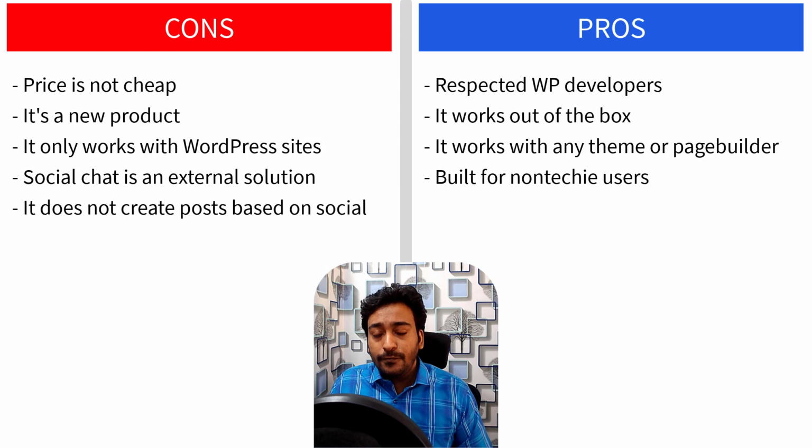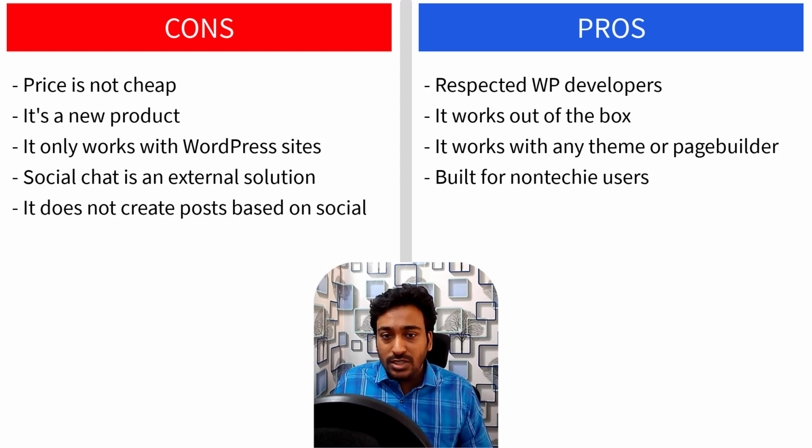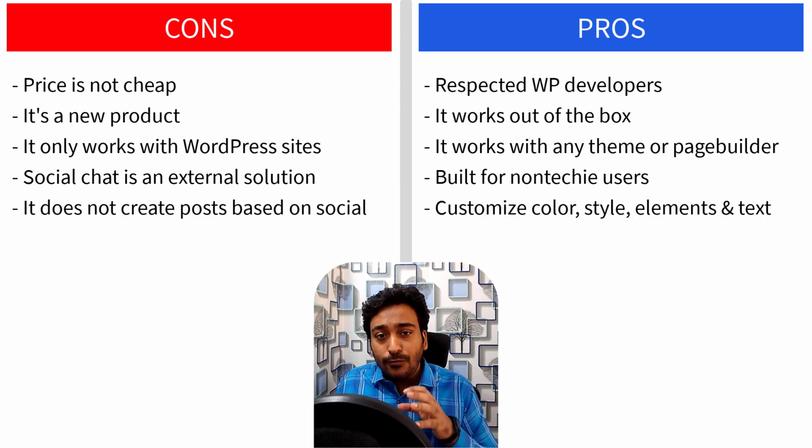And also it's built for non-techies, as I mentioned. So there is no CSS handling or JS. If you want to change the color, it's just picking the color from a color picker. If you want to change the text, you just rename the text. So you can understand the point. It's built for non-techie WordPress users. And also you have the full option to customize all the look and feel of this particular widget: all the text, colors, features, elements, all these things you can turn on or off.